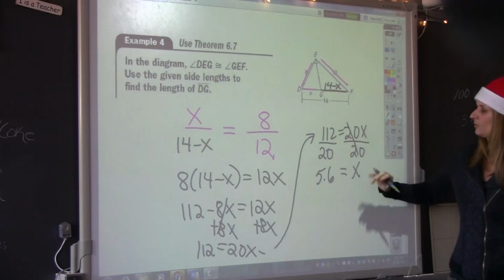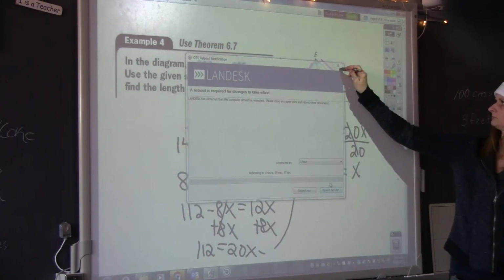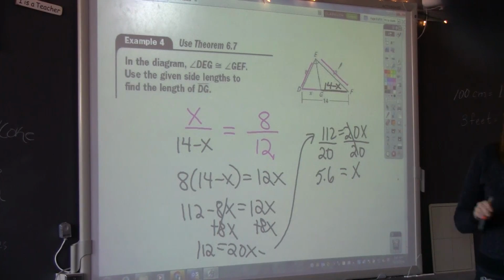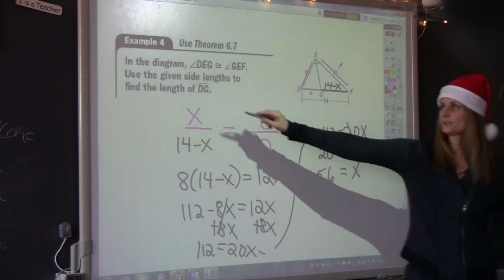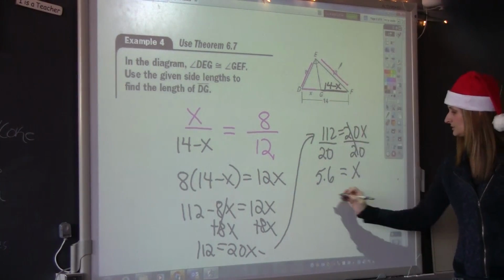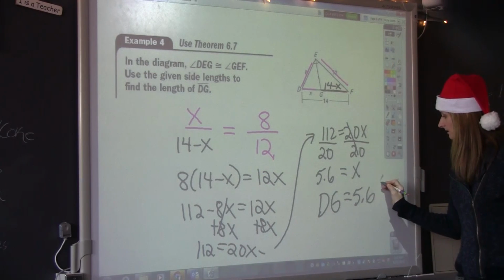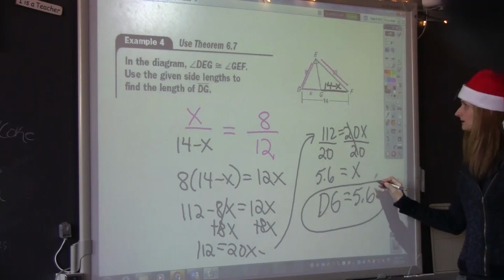So once you find X, you go back and read the question again. It's asking to find the length of DG. So I'm going to write DG equals 5.6.